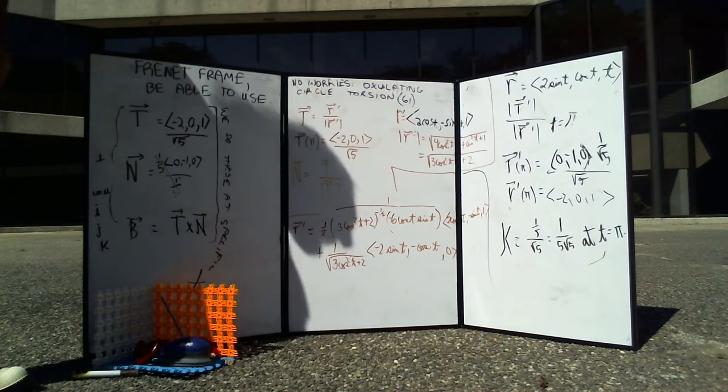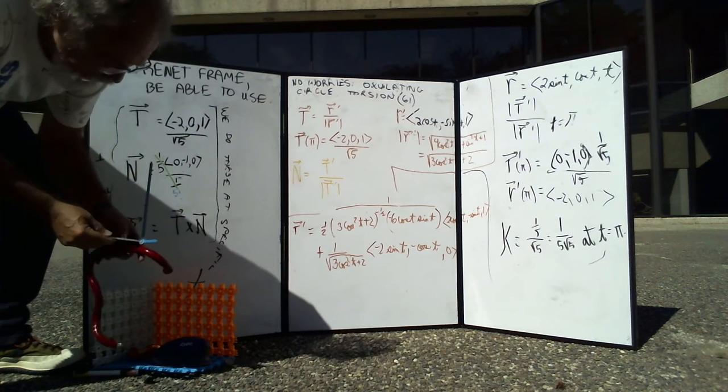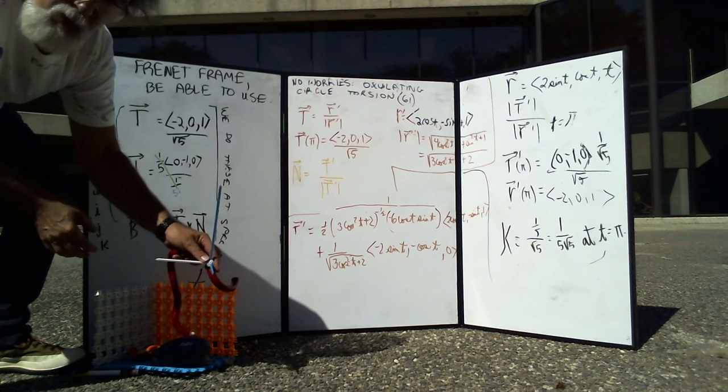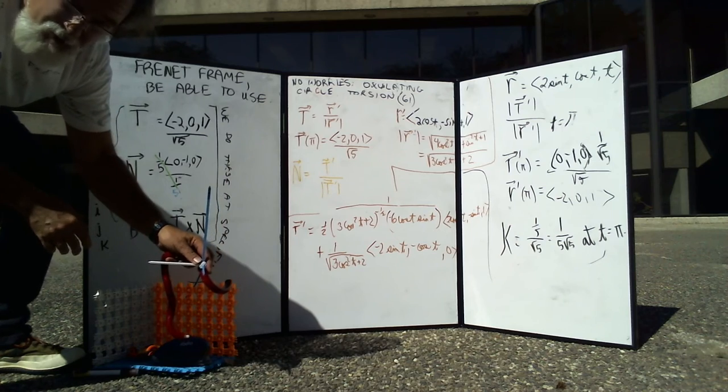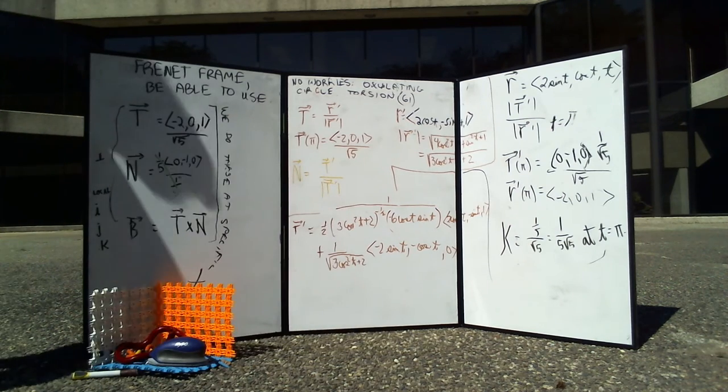A Frenet frame is three vectors that ride a curve. They're mutually perpendicular, and they're all unit vectors. So we're going to do one all the way through, and here's how we do it.